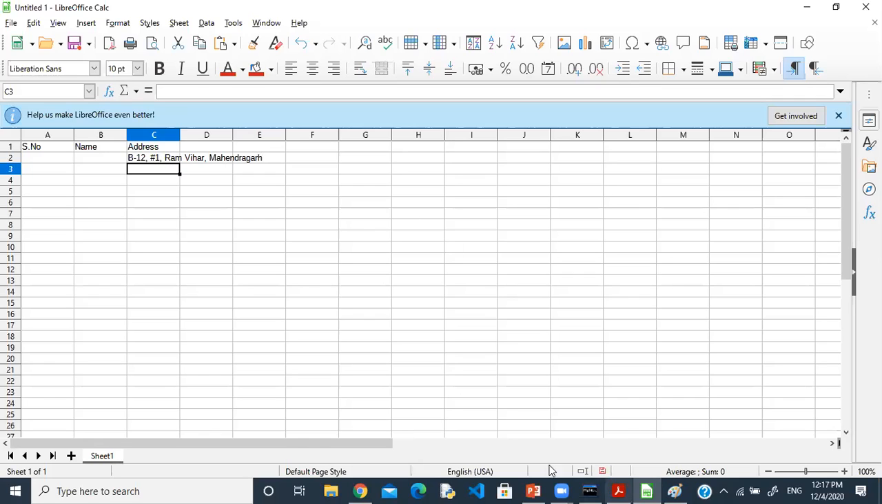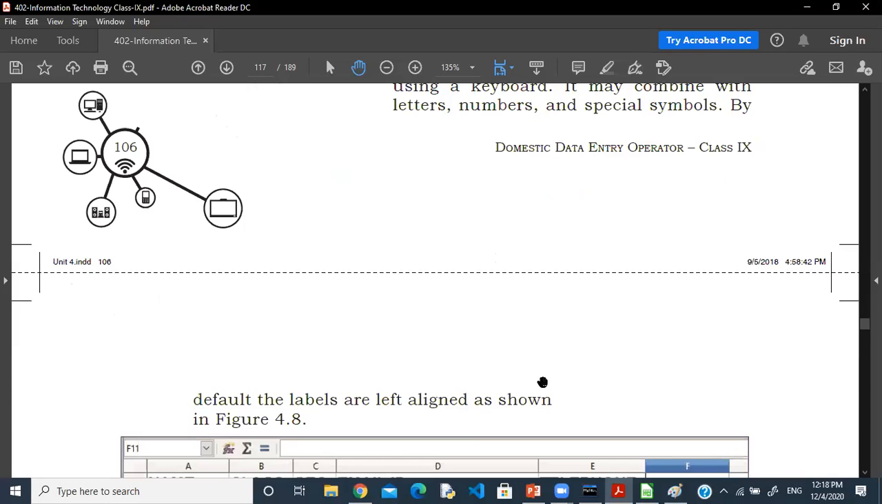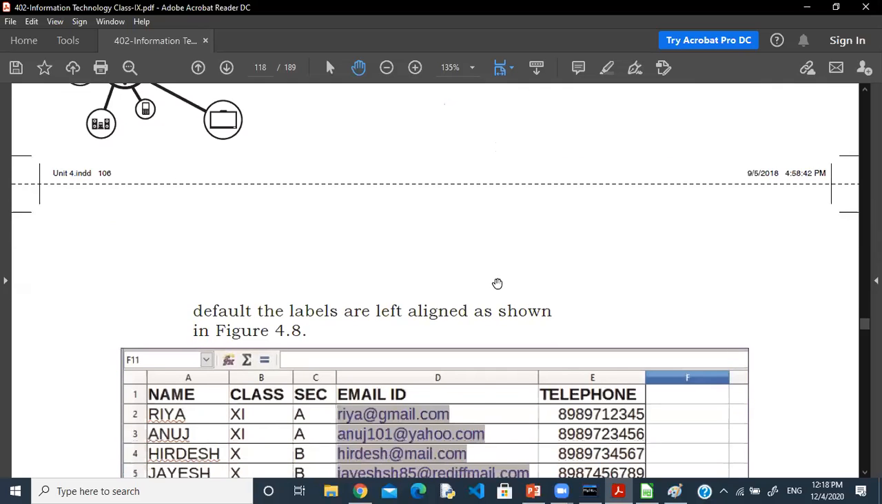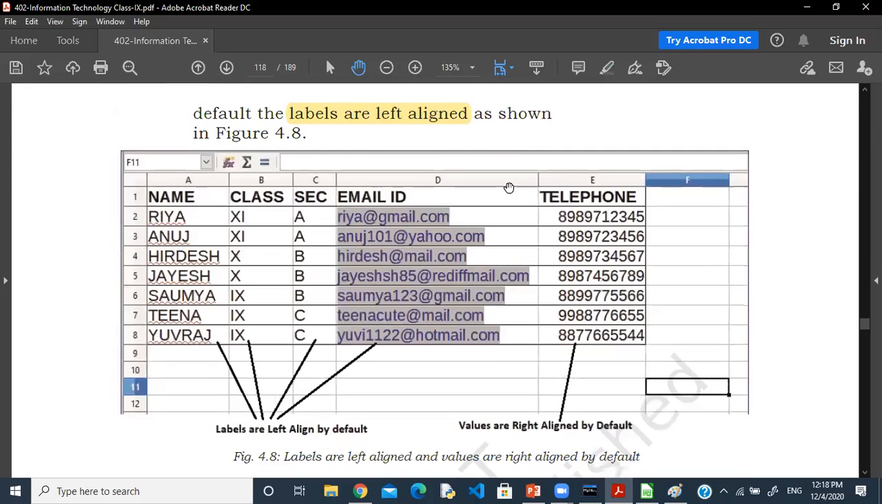You can see that I'm using the alphabet also, I'm using the digits also, and I'm using some special symbols also. So a label is a combination of any characters, any things you can write in it. And one more important thing: by default, all labels, if you forget the label, you can say it is a string, a text data. So by default, all labels are left aligned.